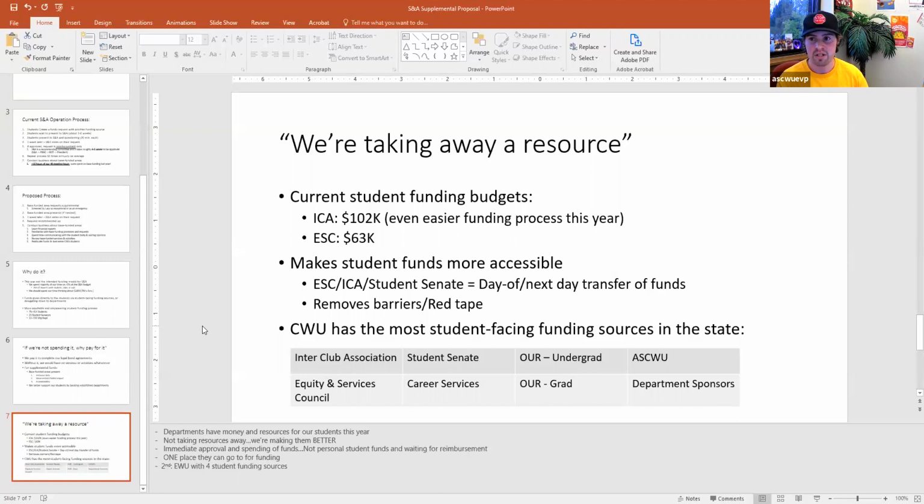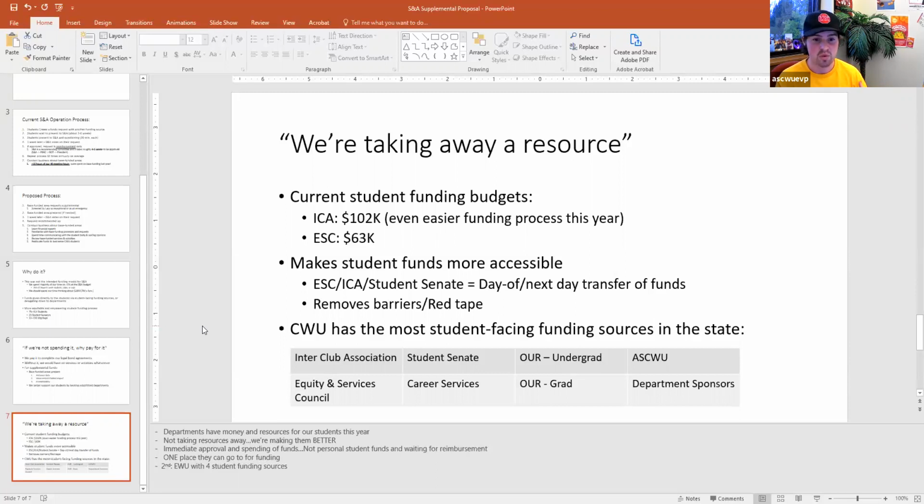And there will be other venues. So if they're not part of a club, they're not part of an org, and they're just a student, we have other ways to support them too. But really, if we do this and we put the resources in these groups, we make it much more accessible because ESC, ICA, any group has day-of or next-day transfer of funds. We don't have students bearing this cost for two months or over two months.